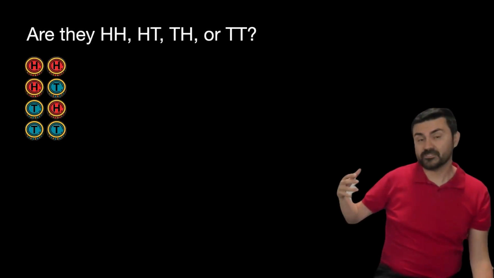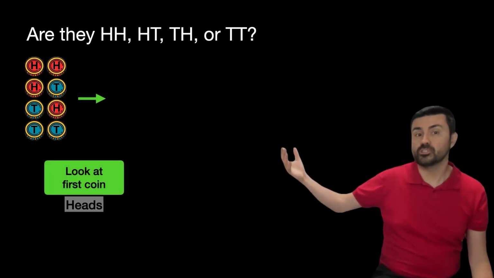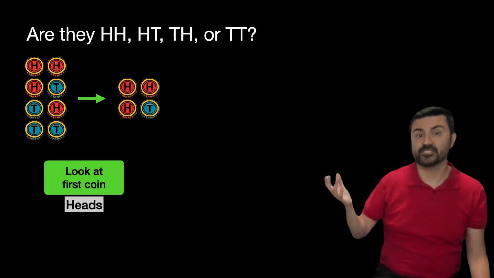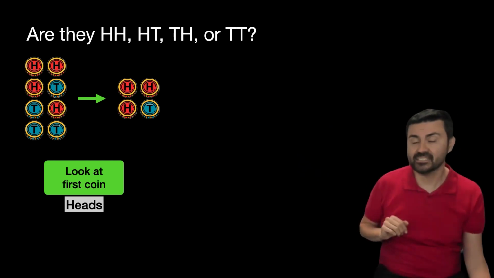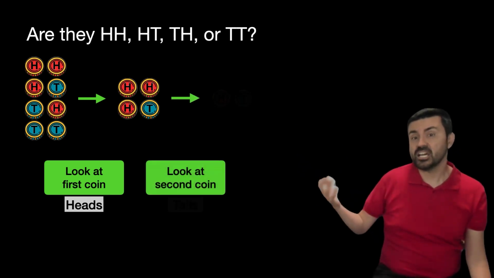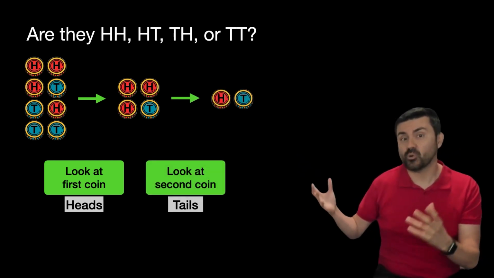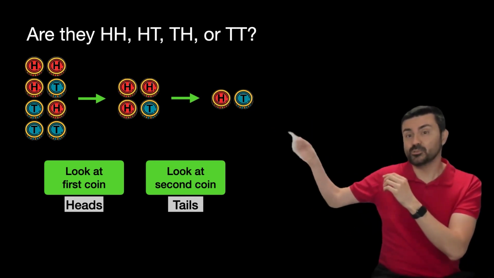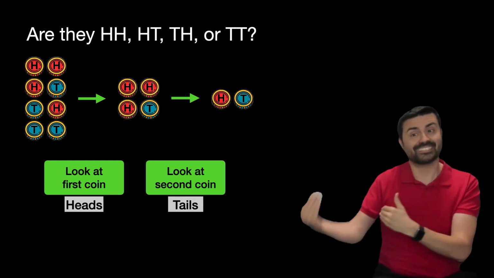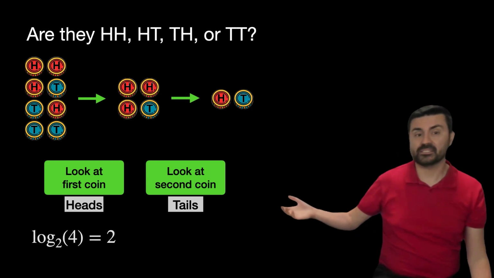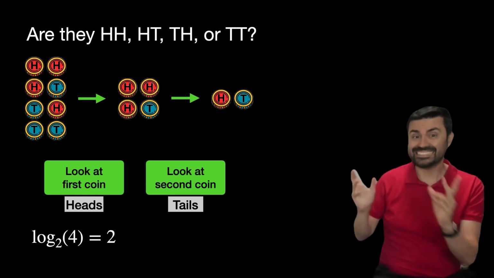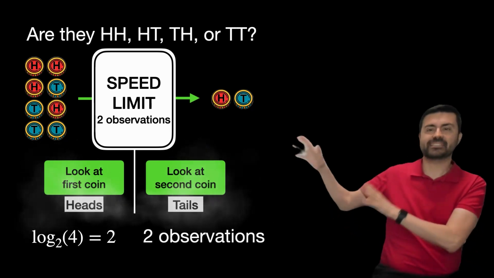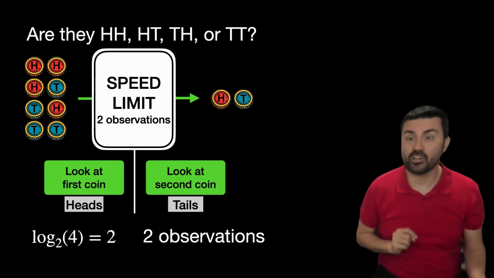Because we went from 4 possibilities with one observation, we went down to 2 possibilities. When looking at the first coin, we found out that it's heads, so now there's 2 possibilities, heads heads, or heads tails. And we need another observation, which is looking at the second coin to get from heads heads or heads tails to heads tails, because we looked at the second coin. And that's the speed limit, because the logarithm of 4, the first number, divided by 1 is equal to 2. So we managed to hit the speed limit. But as I said, this is not always the case.